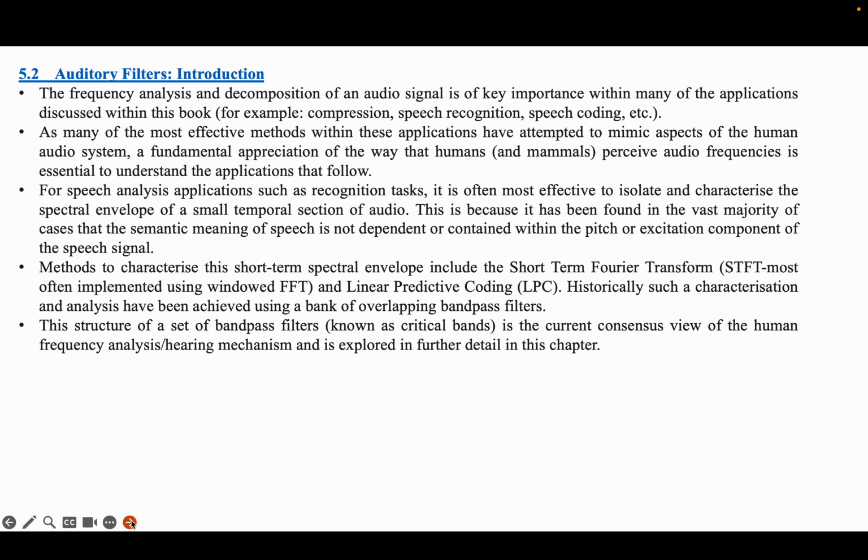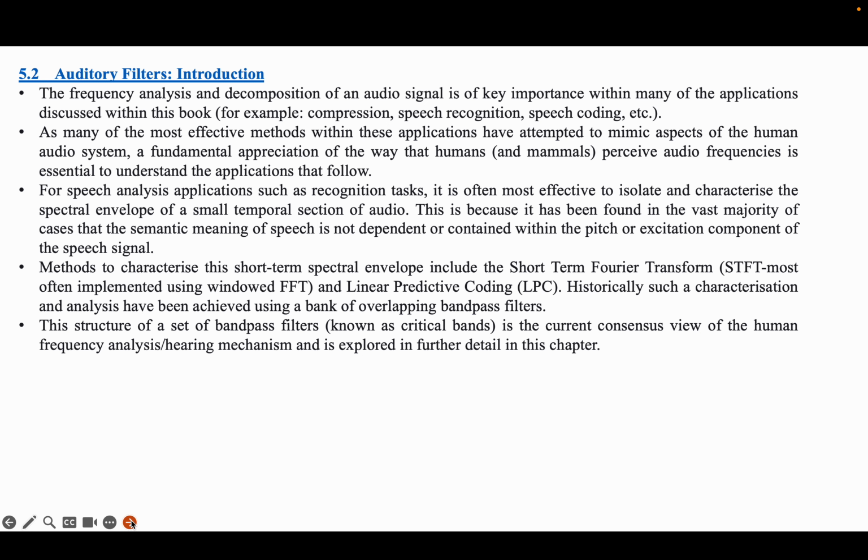If you really want to be effective with your applications, such as audio compression, speech recognition, speech coding, etc., you'd like to mimic, as best as possible, aspects of the human auditory system and gain a fundamental appreciation of the way humans and mammals perceive audio frequencies before you go much into processing that for applications.